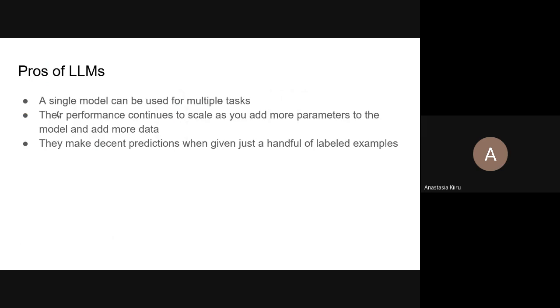The other good thing about LLMs is that the more you continue to train, like what you've just seen with our model, it continues learning and improving as it continues to see more data. And finally, you can actually make a decent prediction when you just give it a few labeled examples. For example, you notice for the few shots, I was just giving it two examples and I get the output that I want.